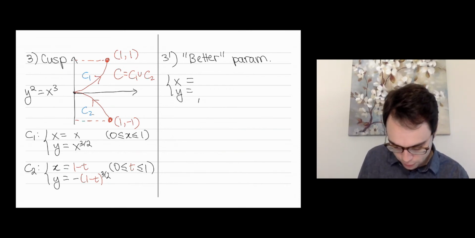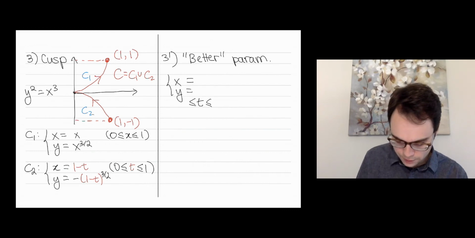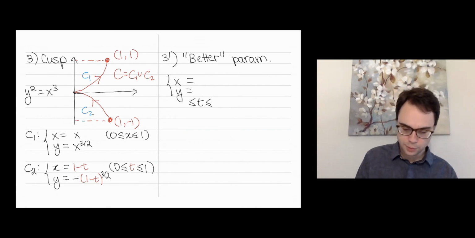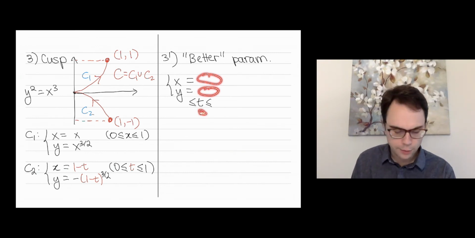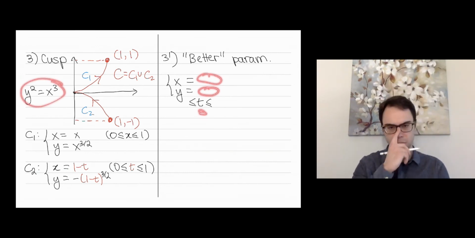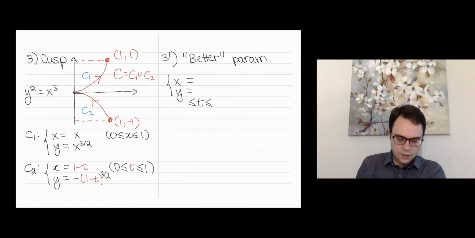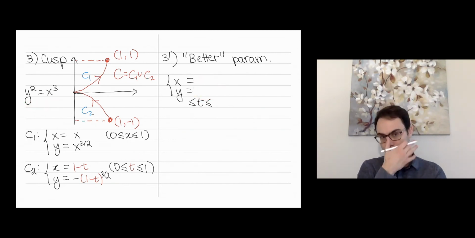So I want some parameter between two numbers, and x and y in terms of this parameter. So I want formulas for x and y in terms of a parameter t that always satisfy this equation. But my original formulas had square roots, right? They're hidden over here. 3/2 is a square root of 3 cubed. I don't want square roots. I just want easy formulas for x and y, polynomial formulas for x and y that satisfy this equation.